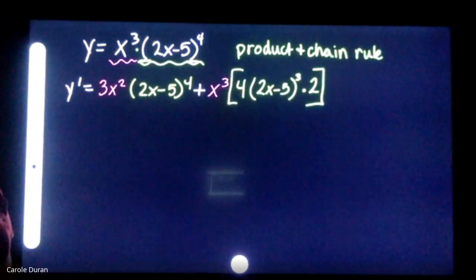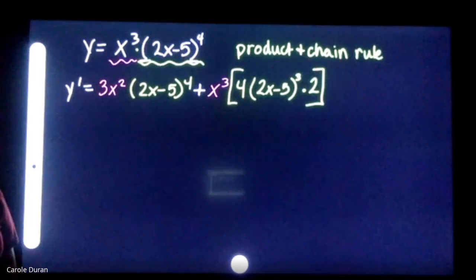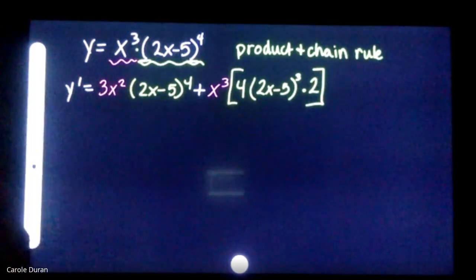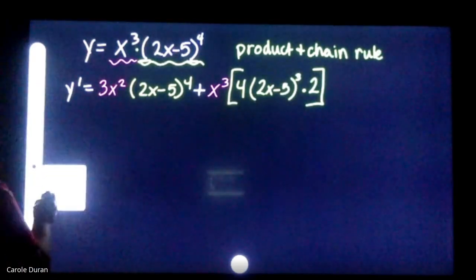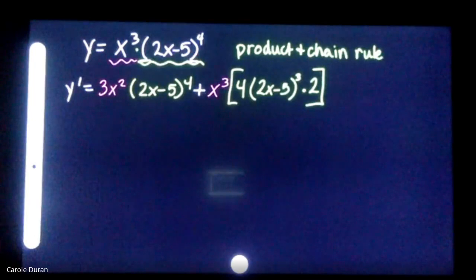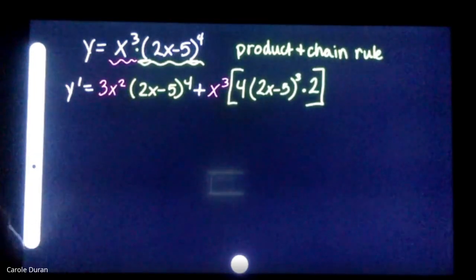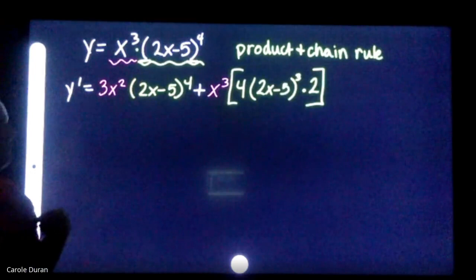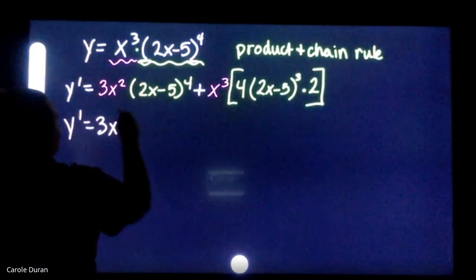And now from here, all I need to do is simplify. So as I simplify, we're going to start on the front. Is there anything that I can put together in those first two terms? No, not without foiling out the 2x minus 5 to the 4th power, and nobody wants to do that. So the beginning of this stays the same.